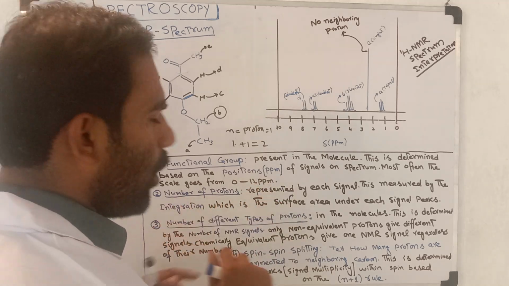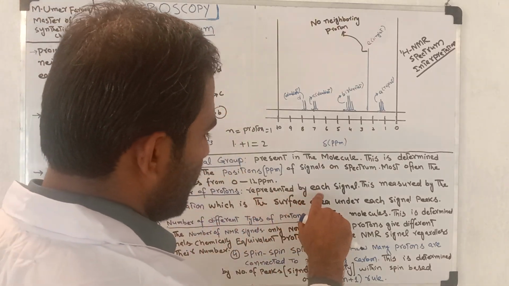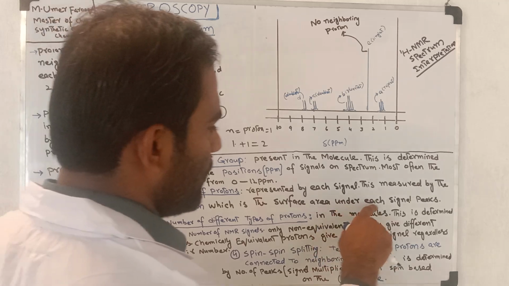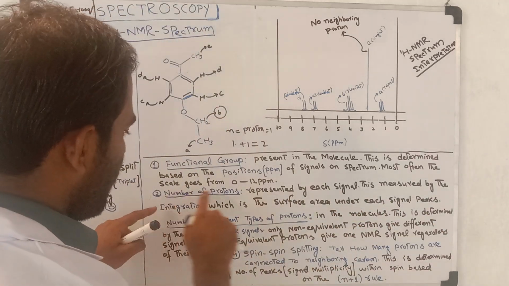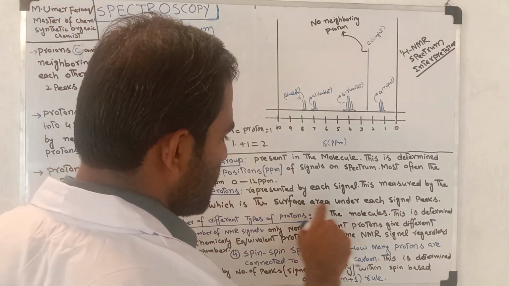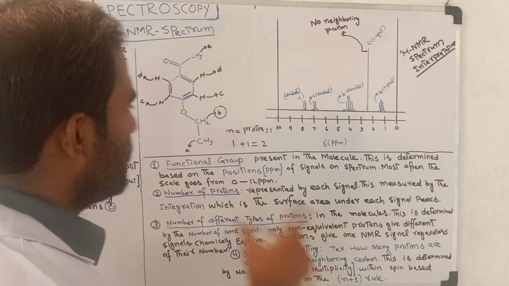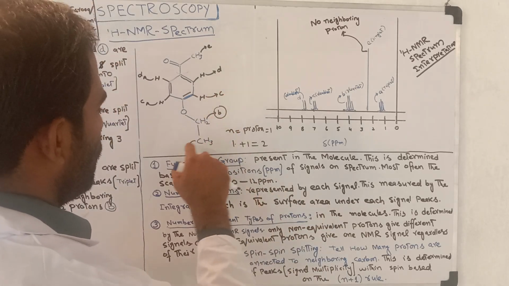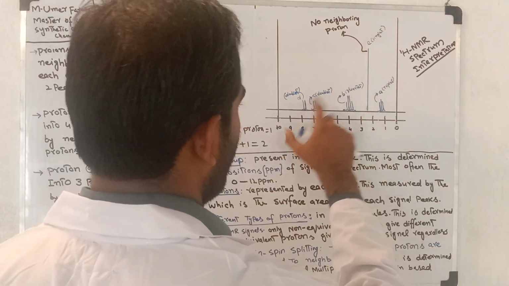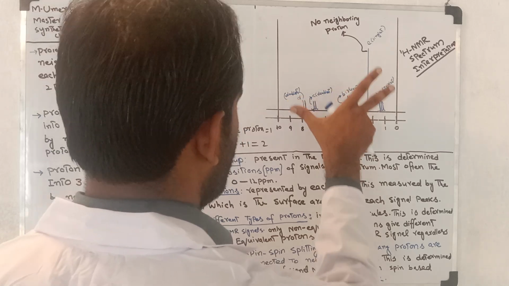Number of protons: how many protons are present in this molecule is represented by each signal. This is measured by the integration, which is the surface area under each signal peak. For example, here 5 signals are shown, 1 2 3 4 5, so this spectrum shows 5 protons.